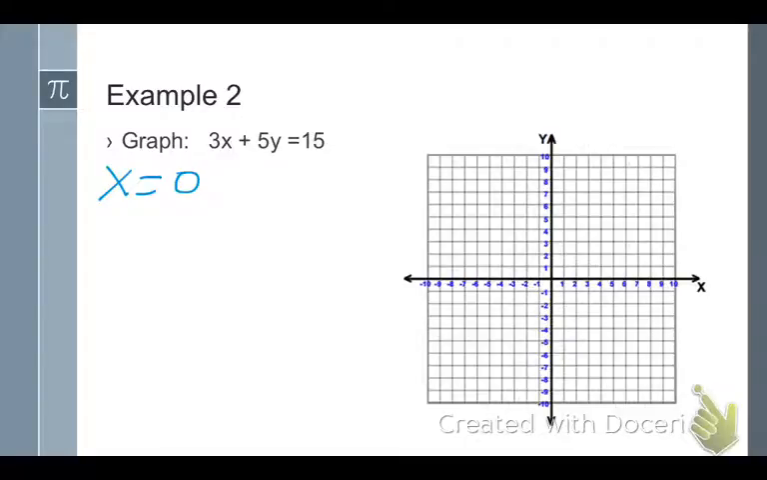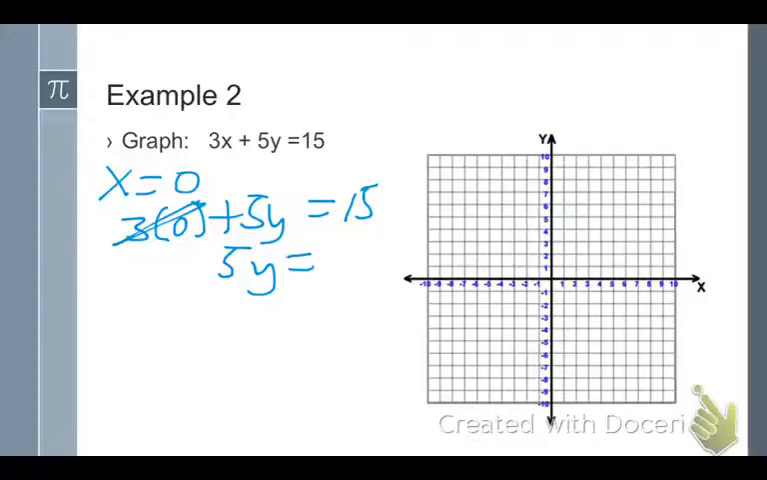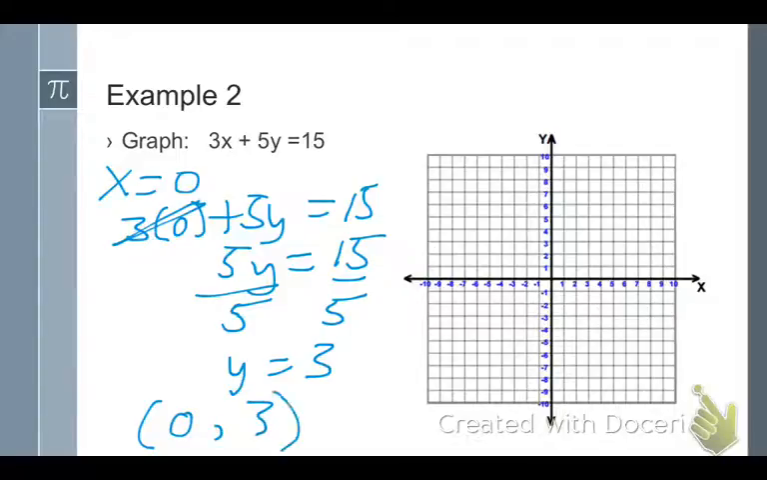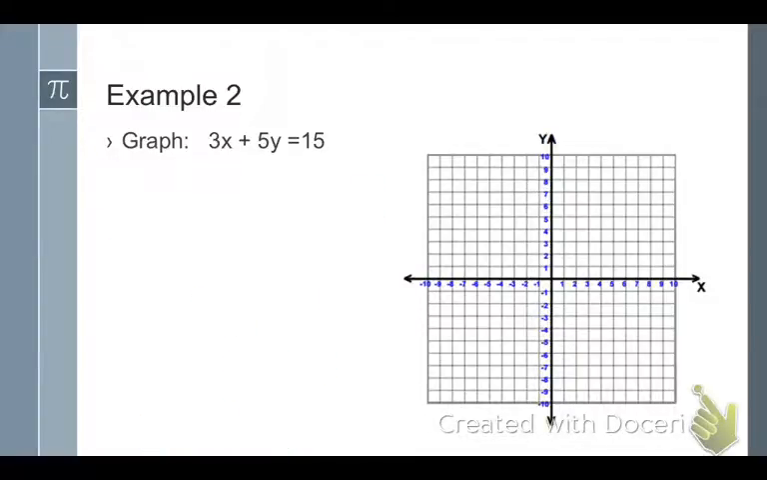But if I let x equal 0, what happens is this 3 times 0 plus 5 times y equals 15 simplifies because 3 times 0 is 0, so it might as well not be there. It's just added. And I get 5y equals 15. Well, that's one variable. That's easier to solve. And I get y equals 3. So I have the point 0, 3 to graph. So when I graph the point 0, 3, x is 0, y is 3, would be graphed right there.